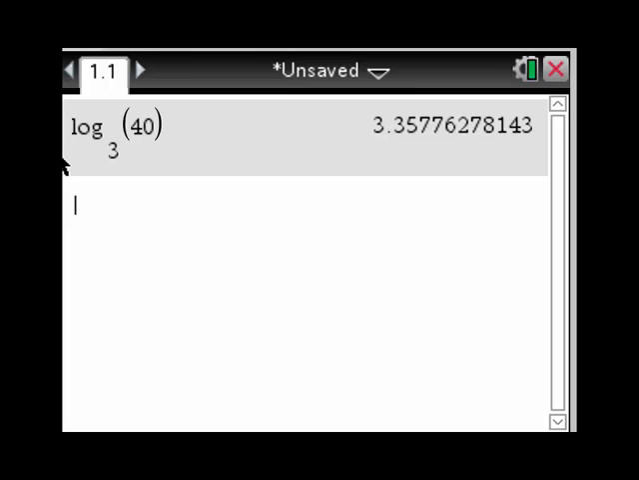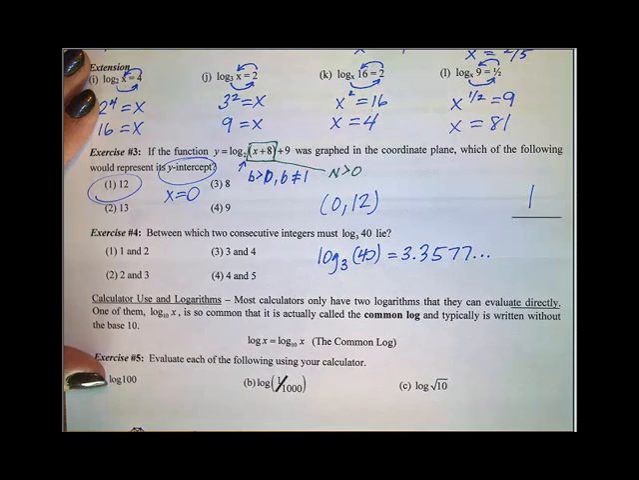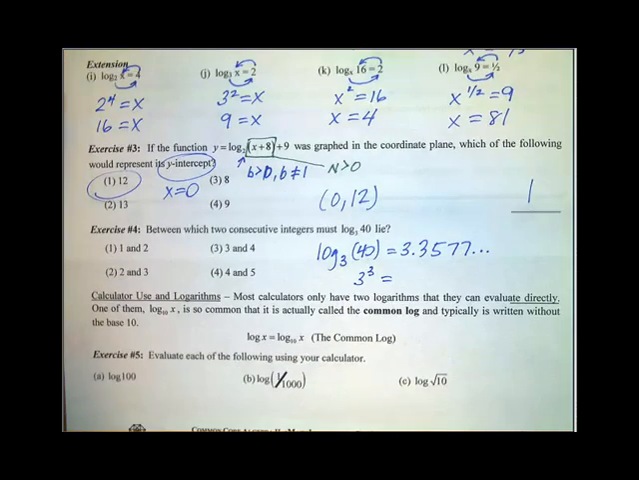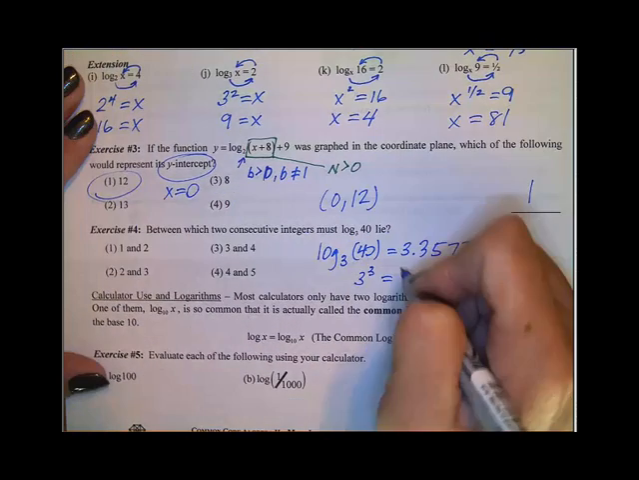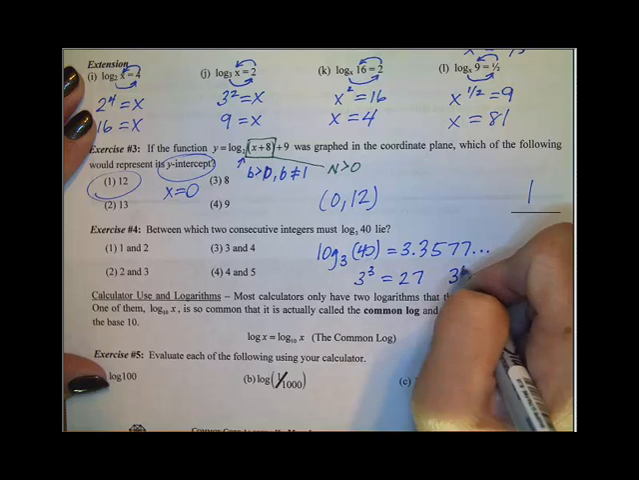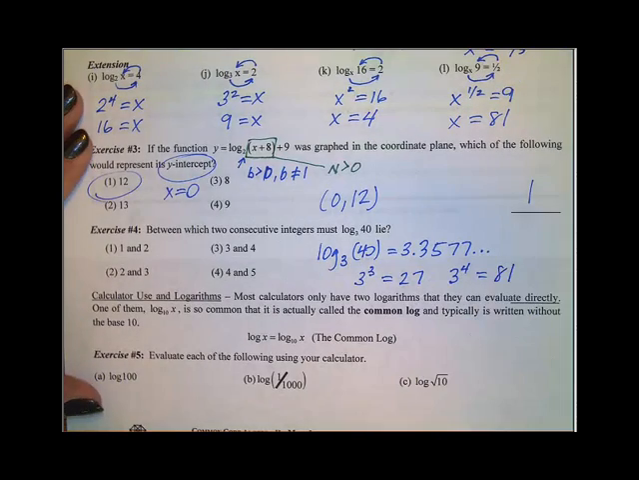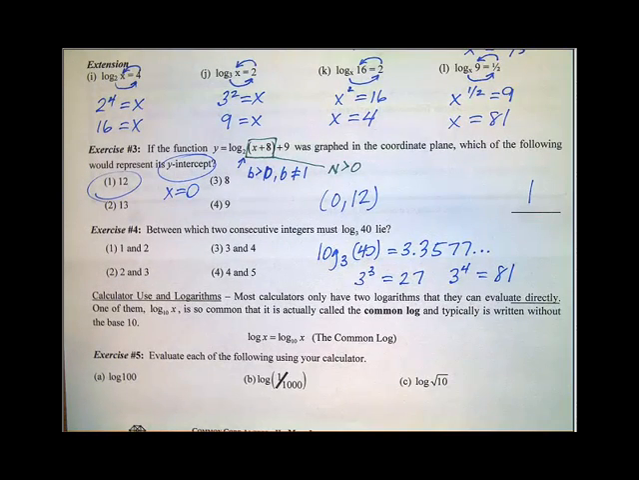So log base 3 of 40 equals 3.3577, and I'm going to put... Now let's think about this. What does 3 to the third equal? 3 times 3 is 9, times 3 is 27. What does 3 to the fourth equal? 3 times 3 is 9, times 3 is 27, times 3 is 81. So that's why 40 is between 27 and 81.